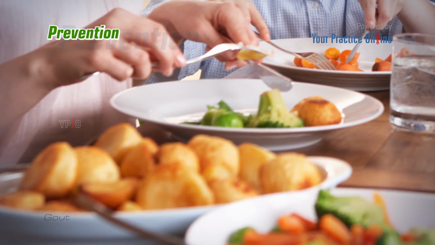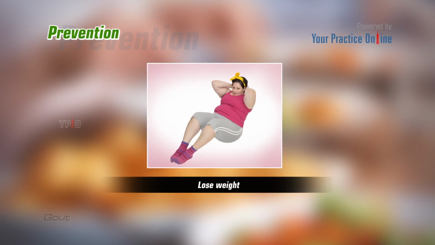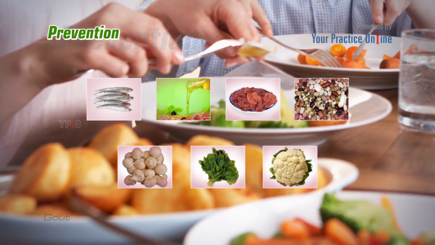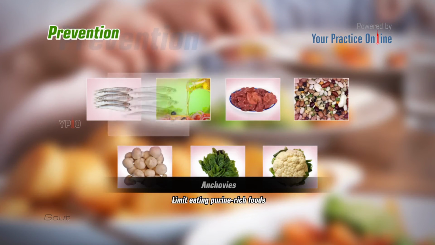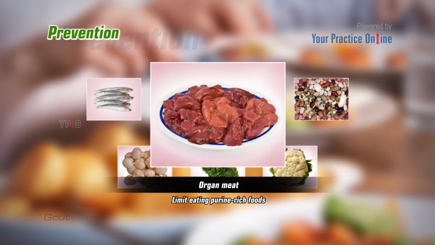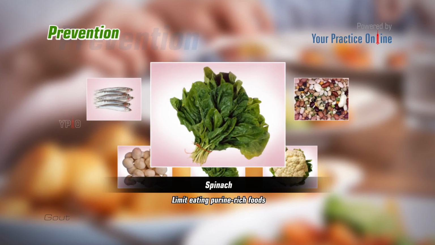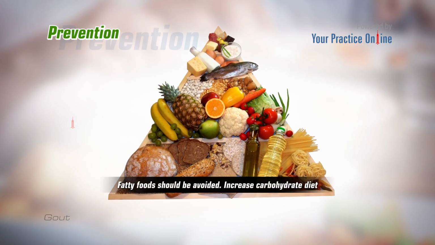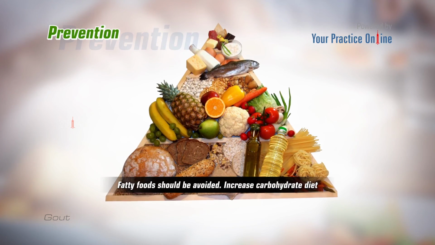Prevention. For preventing a gout attack, patients should eat a healthy diet, avoid alcohol, and if obese, should try to lose weight. Try to limit eating purine-rich foods, especially anchovies, oils, organ meat, legumes, mushrooms, spinach, and cauliflower. Fatty foods should be avoided, and increased carbohydrate diet may be recommended.